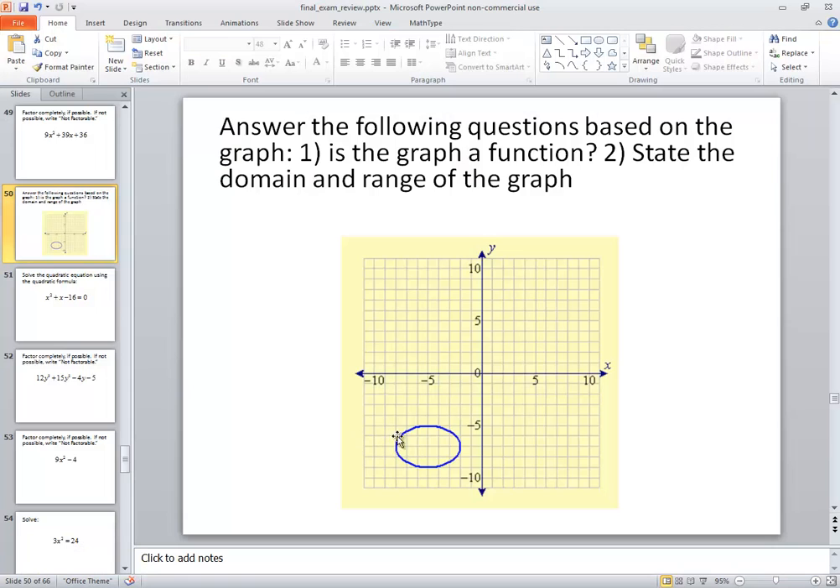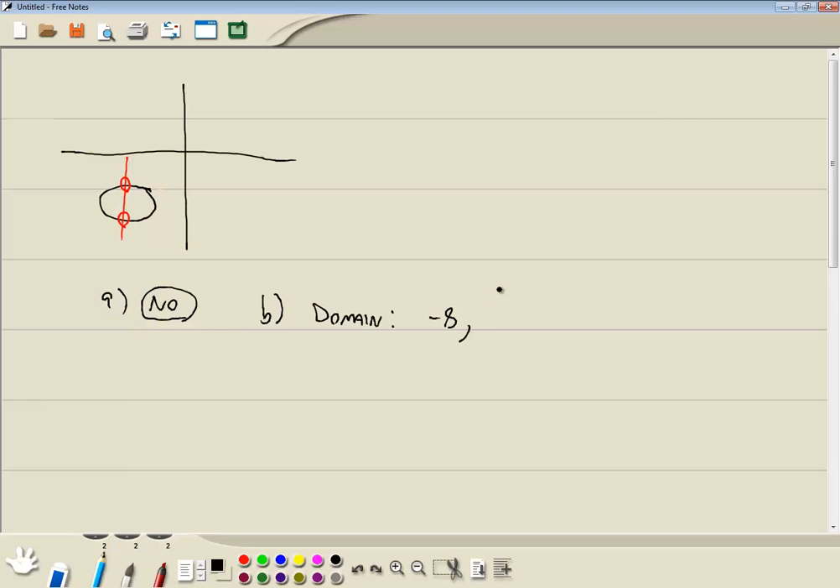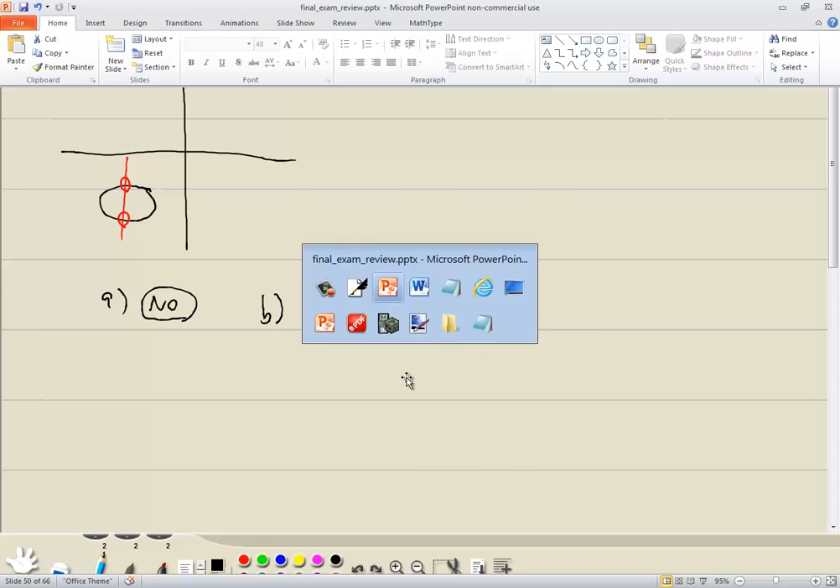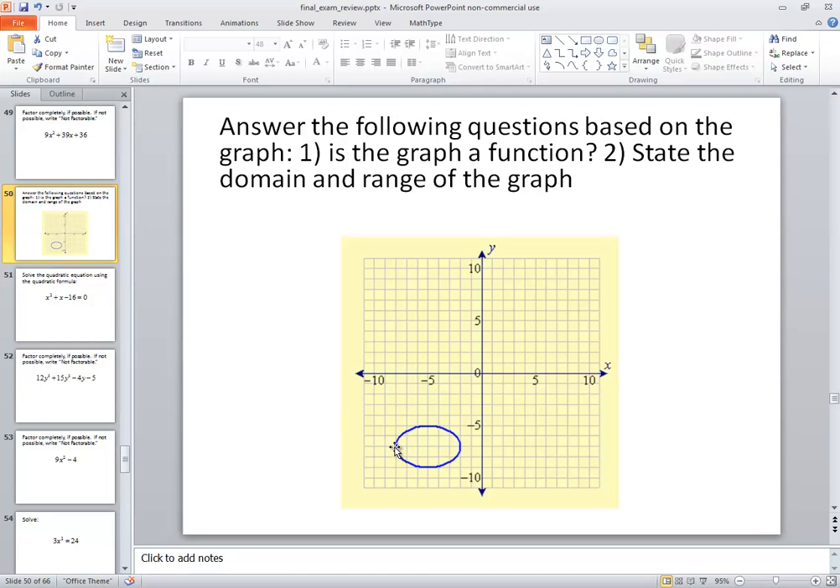Now I'll go to the rightmost part of my graph, which is right here. If I come straight up to my x-axis, that'd be -2. So it goes from -8 to -2. It needs to be brackets because it includes those numbers. The only time it's parentheses is if you have an open dot, an open circle, in your graph.